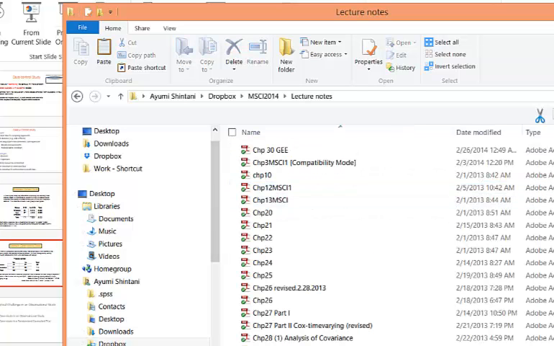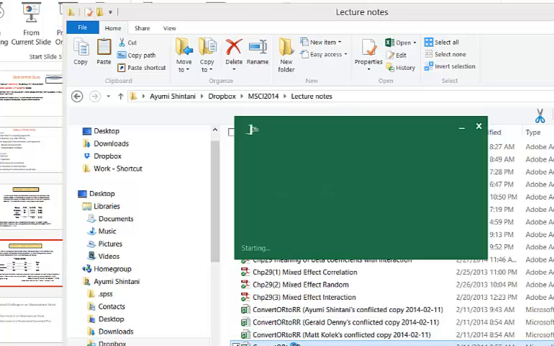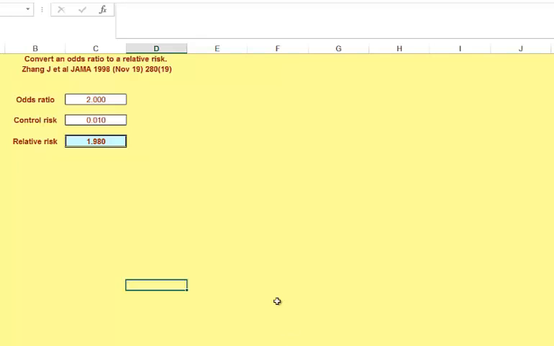A second. I have a good spreadsheet I want to show you. This is a spreadsheet I downloaded from somewhere a long time ago. Let's say the odds ratio is 2, and this is the control risk, the event rate, the prevalence of the event among controls, among the non-exposed.